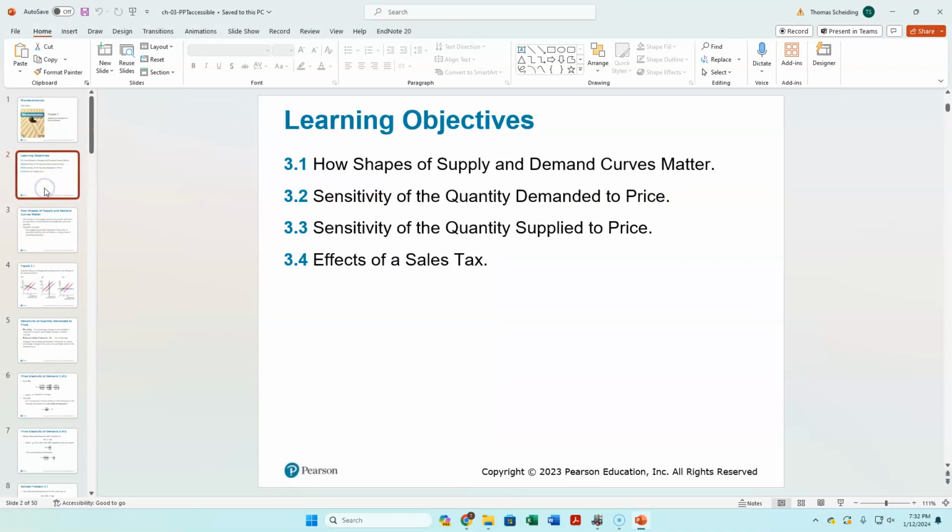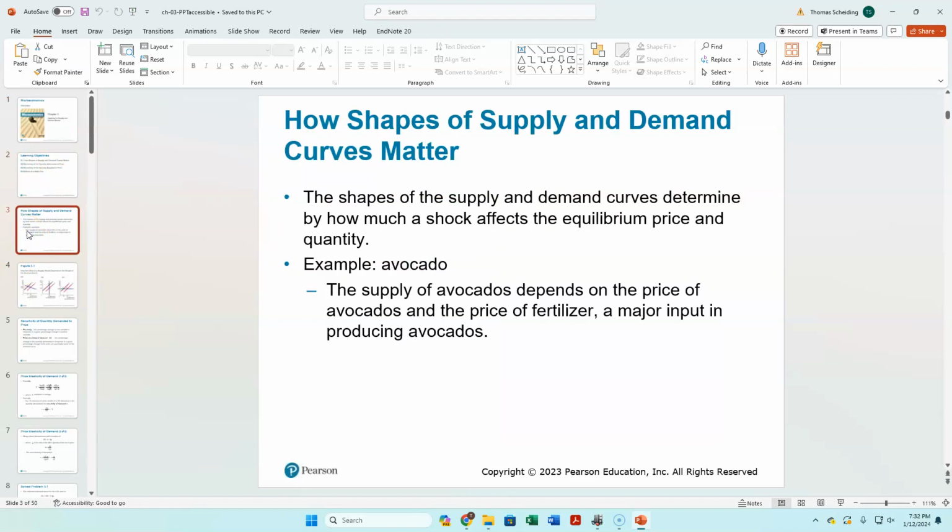As you'll notice here, I'm usually skipping slide two because that's just the learning objectives. And let's just get right into slide three. So we already know the basics.